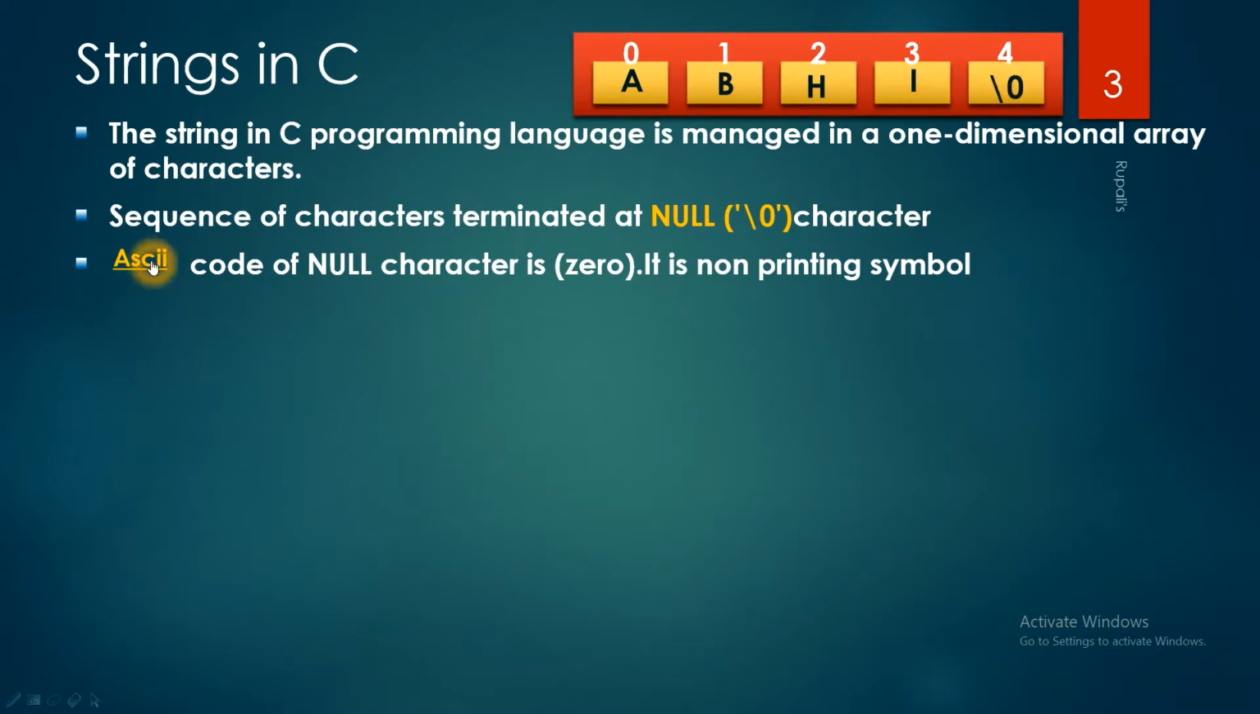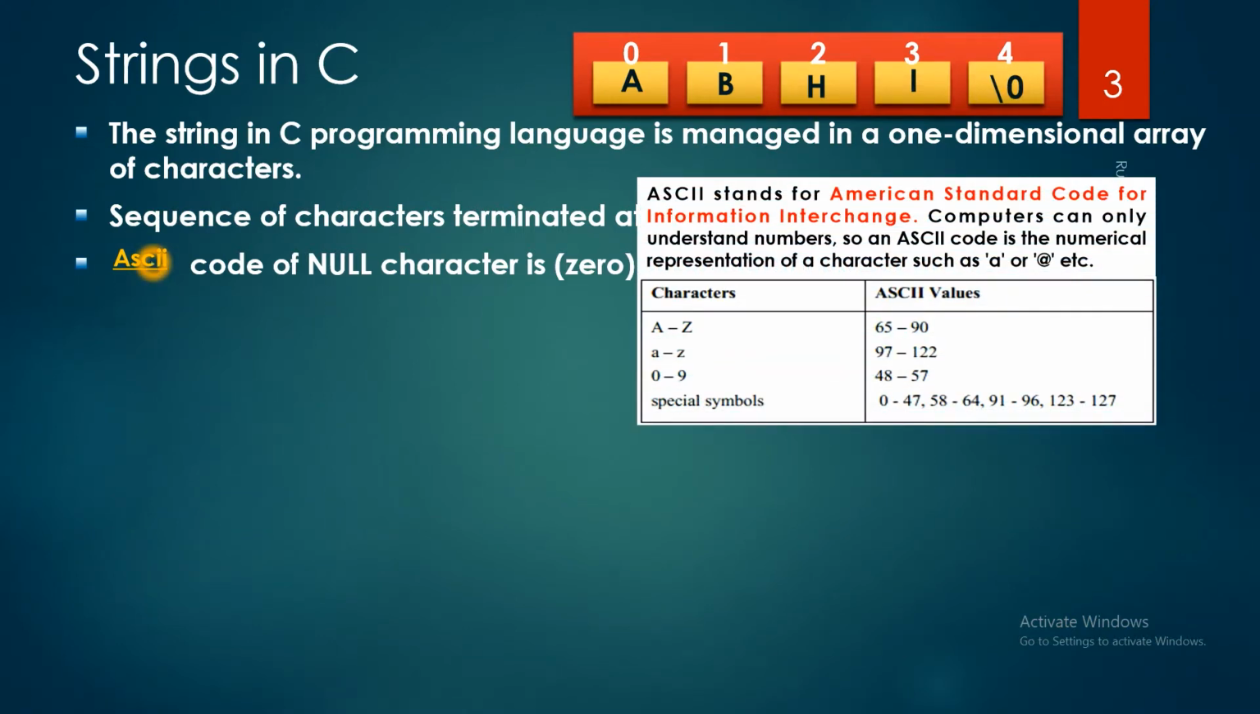So what is ASCII code? ASCII stands for American Standard Code for Information Interchange. Computers can only understand numbers. So an ASCII code is the numerical representation of a character such as A or @ etc. So every character has some ASCII code.